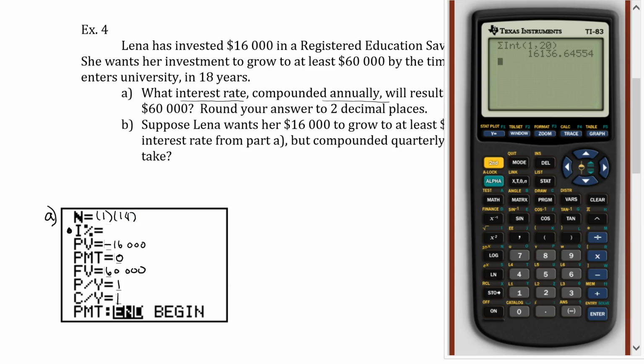So let's plug it into the calculator, TVM Solver. I know n is 1 times 18, or just 18. I'm going to skip over the interest rate because we're going to come back to solve for it. My PV is going to be negative $16,000. Our PMT is going to be 0. Our future value is going to be 60,000. And our PY and CY are both going to be 1. So I'm going to go back up to my interest rate. We're going to go alpha, enter, and look at that: 7.619. Oh, but we just need 2 decimal places, so 7.62.